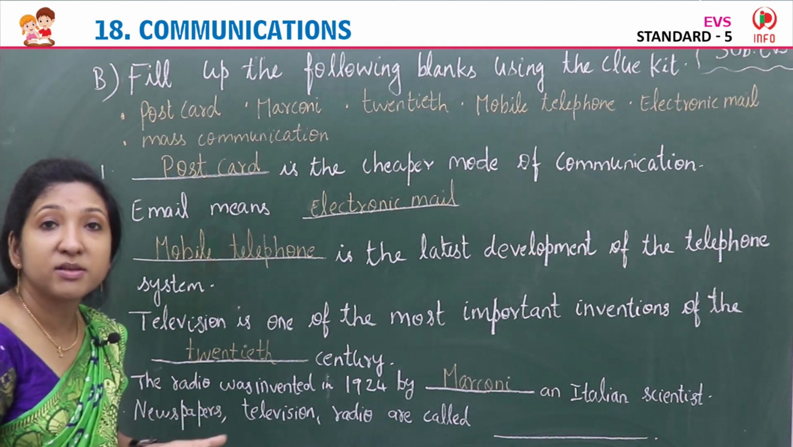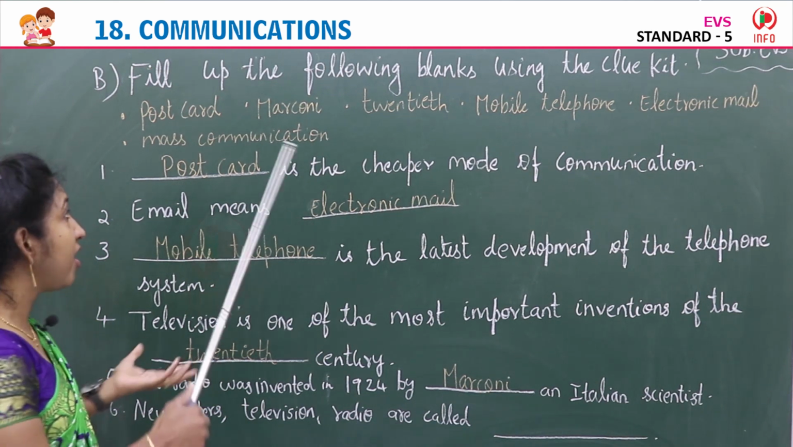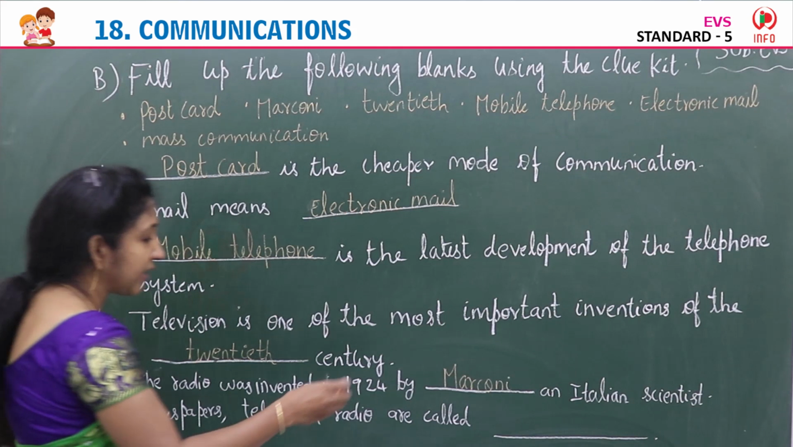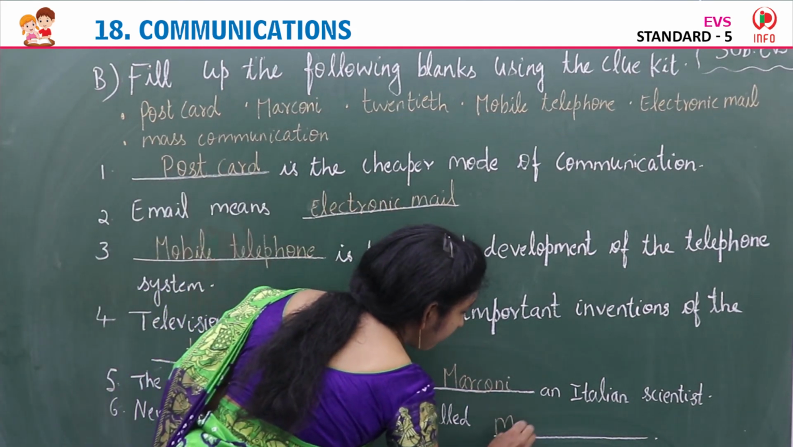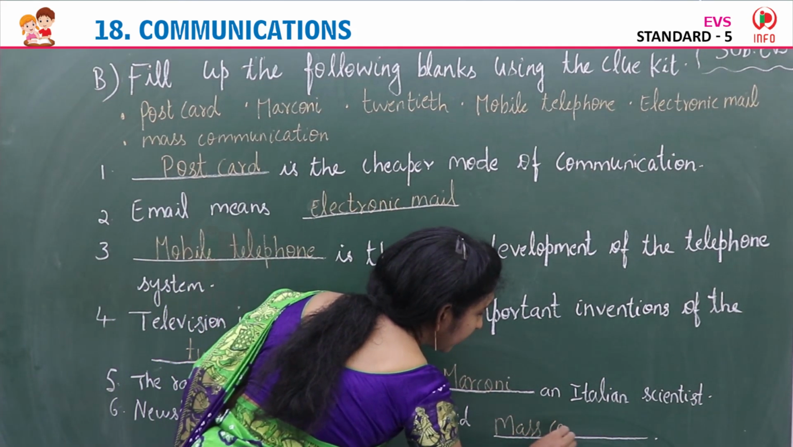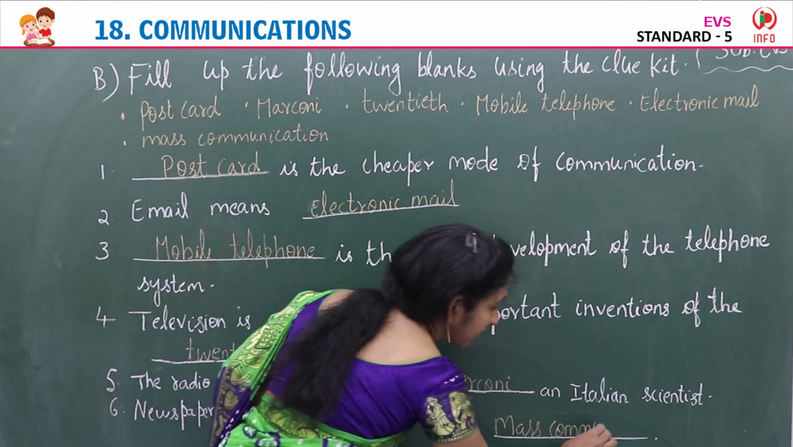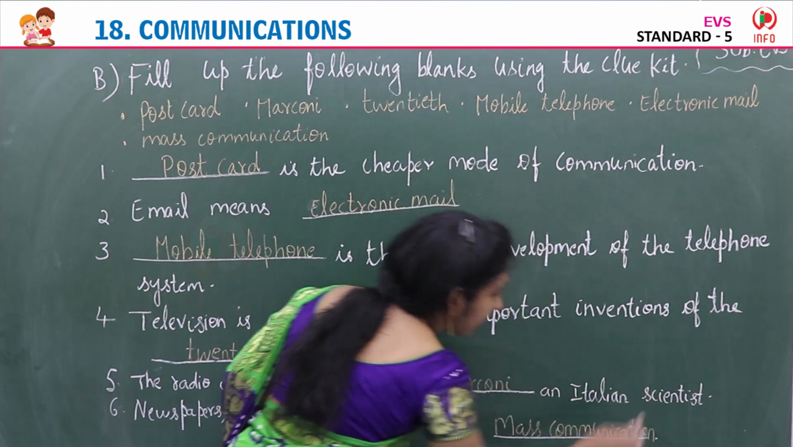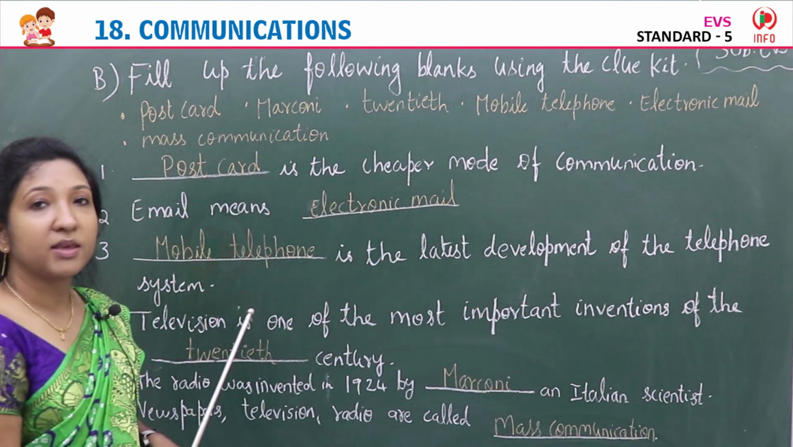Now the last question, sixth question, newspapers, television, radio are called dash. They are examples of what communication? They are all, yes, mass communication. So newspapers, television, radio are called mass communication, sending the information to a large number of people at the same time. That is mass communication.